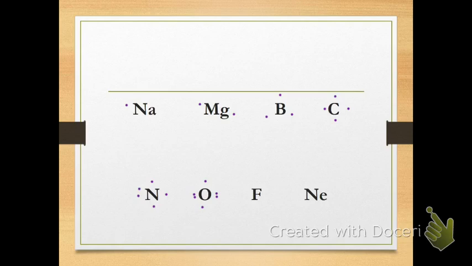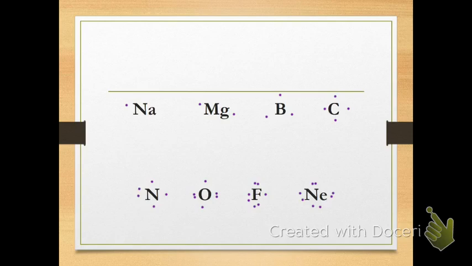How about fluorine? 1, 2, 3, 4, 5, 6, 7. And then neon? 18. Not 18. It's group 18, 8 valence electrons. 1, 2, 3, 4, 5, 6, 7, and 8.